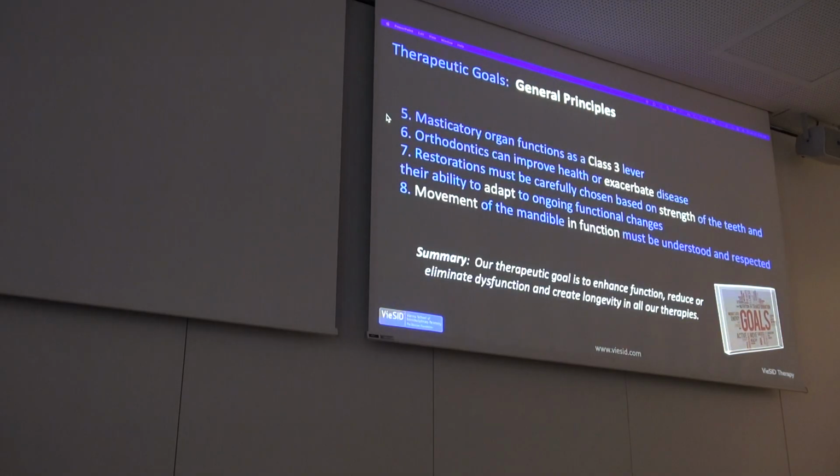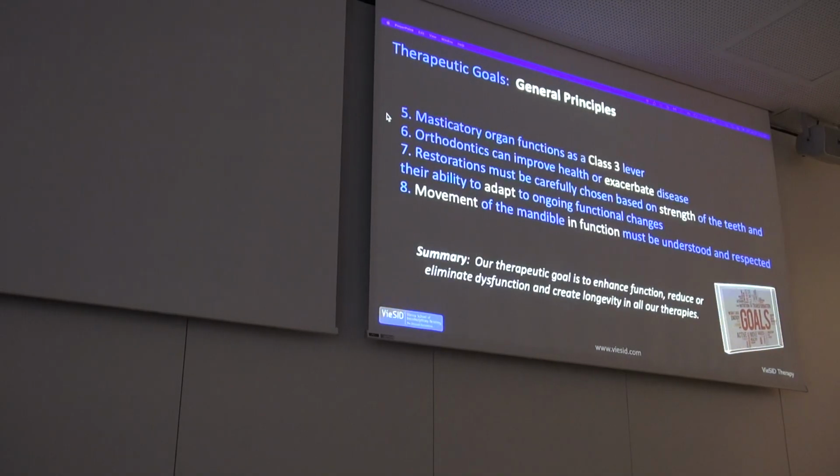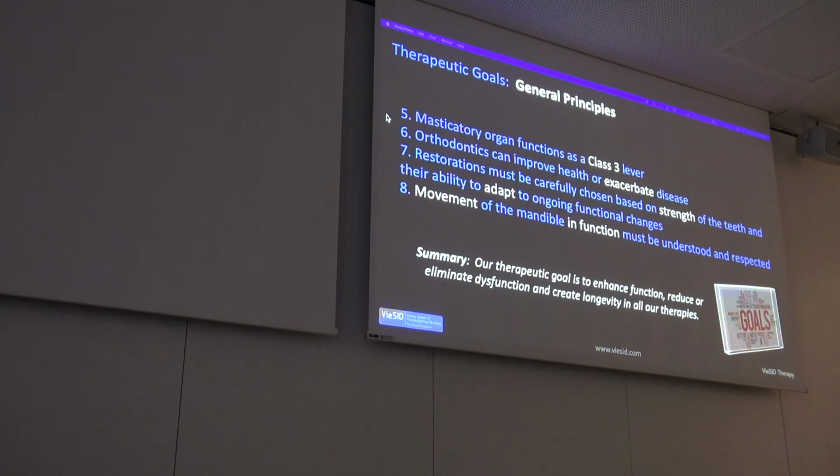We'll talk about leverage in a little bit, but the masticatory organ functions as a class 3 lever. A class 3 lever from high school physics essentially is like a nutcracker. It's the way the mandible closes. And why is that important? Because changes in occlusion, lost teeth, etc., can change that leverage, creating a class 2 or a class 1 lever and creating problems.